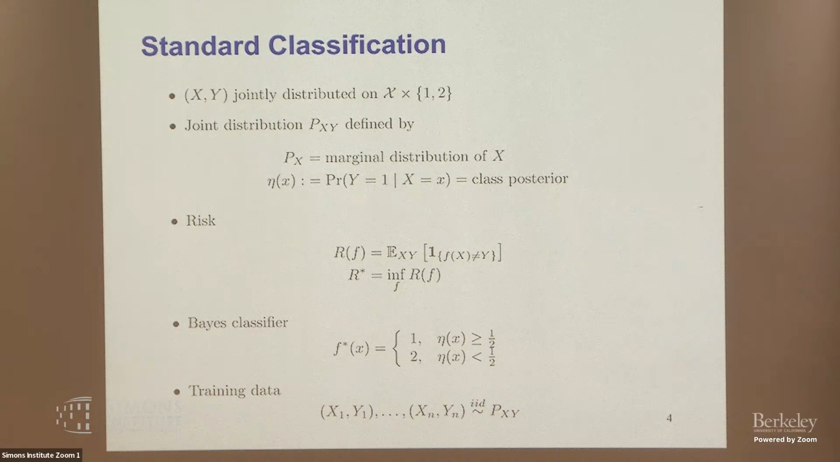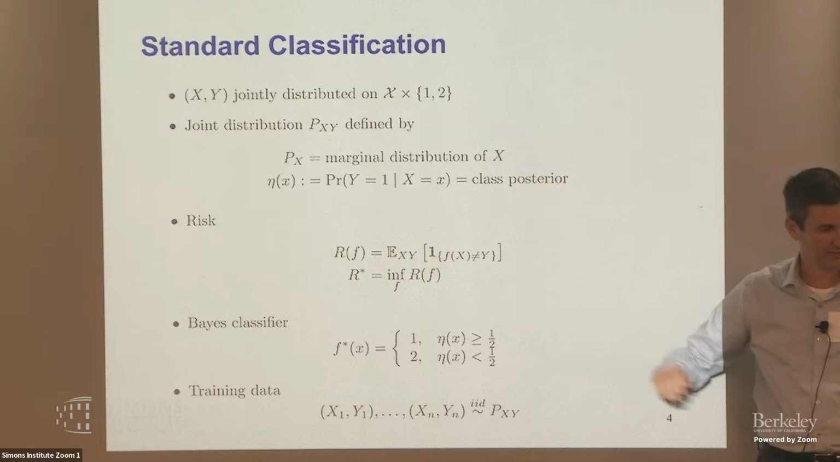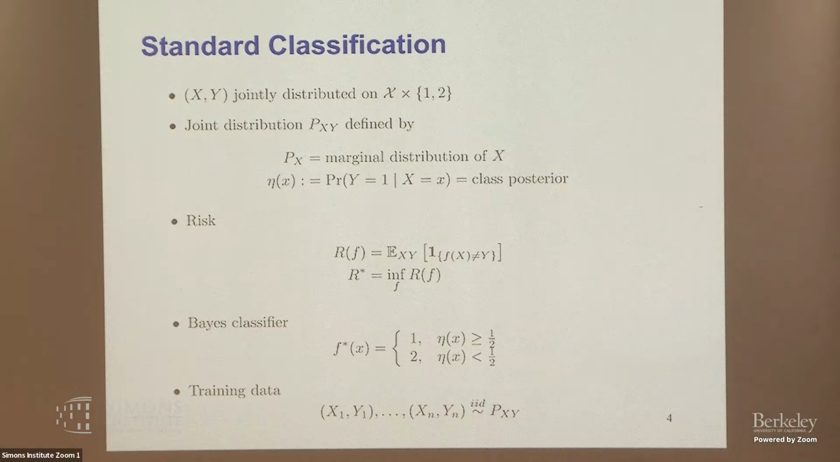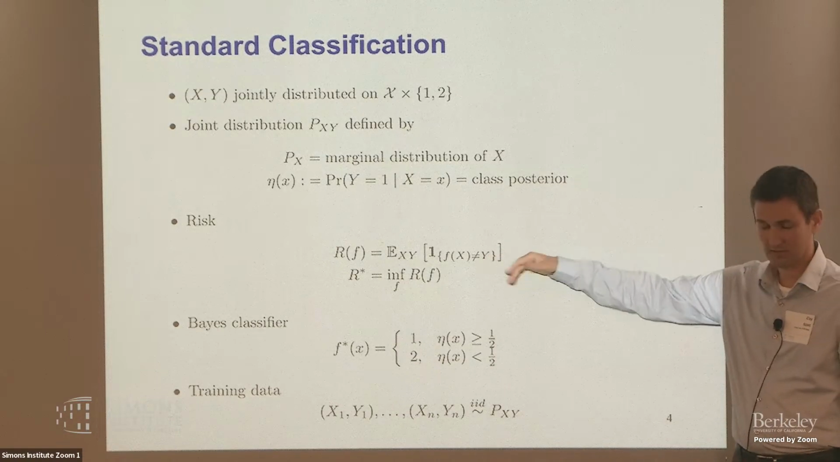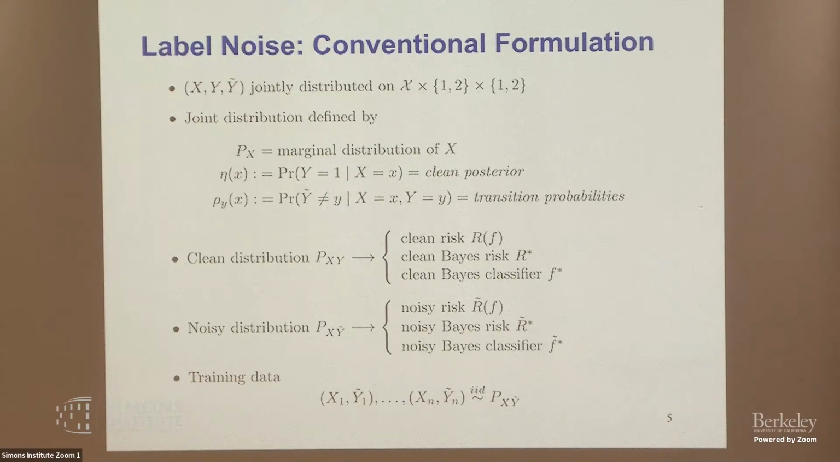As usual, given the joint distribution, you've got an associated risk, a Bayes risk, you've got the Bayes classifier, all standard. So this is mainly to set notation for comparison with the case of noisy labels. My focus will be the 0-1 loss for most of the talk, although you can ask me about other losses. And in the end, I'll talk about logistic loss as well. All right, so that's standard classification.